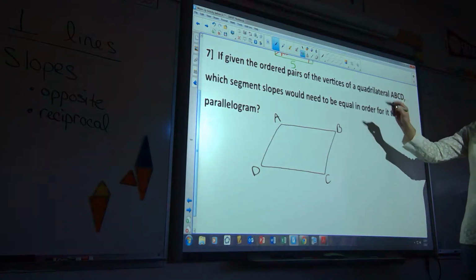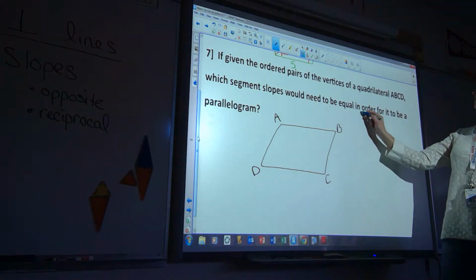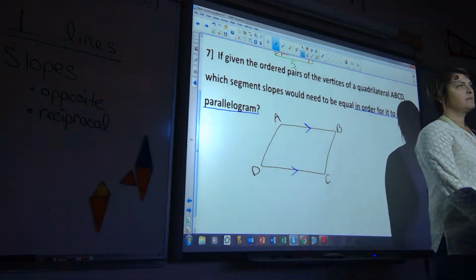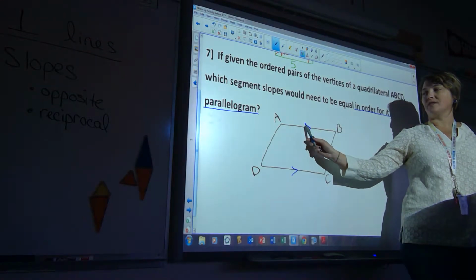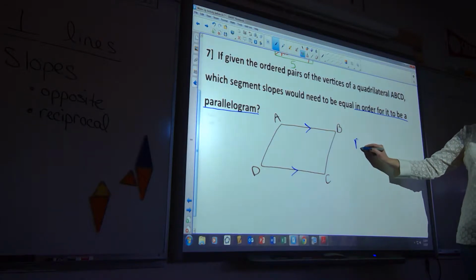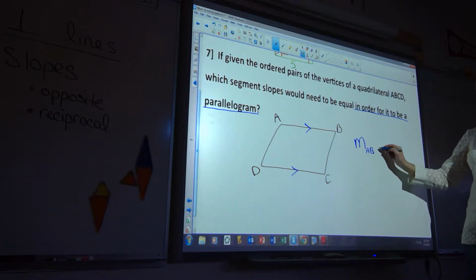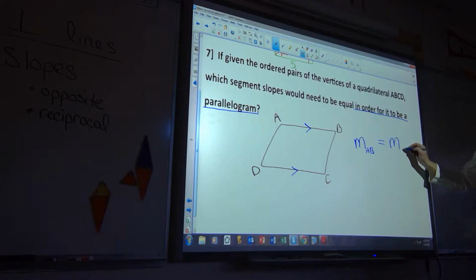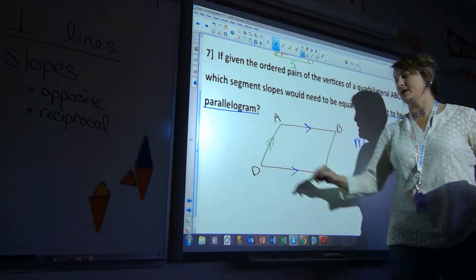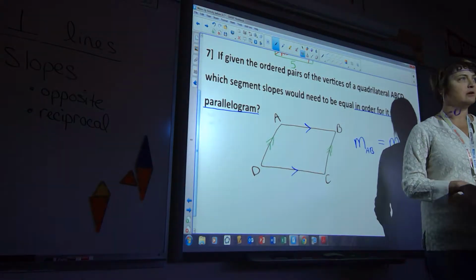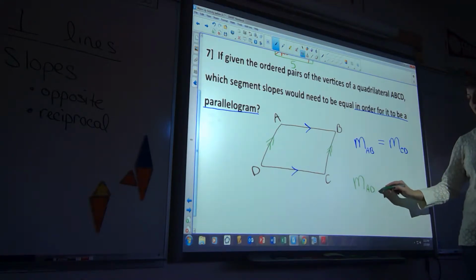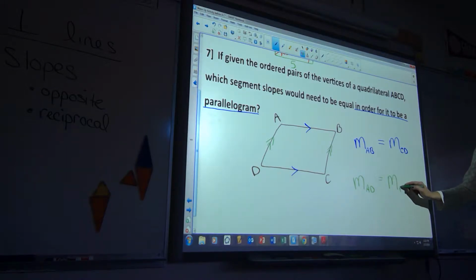Now, in order for it to be a parallelogram, this would have to be parallel to this. So what would have to be true about this slope and this slope? They would have to be the same. So the slope of AB must be equal to the slope of CD. A parallelogram will have both pairs of sides parallel, so the slope of AD must be equal to the slope of BC.